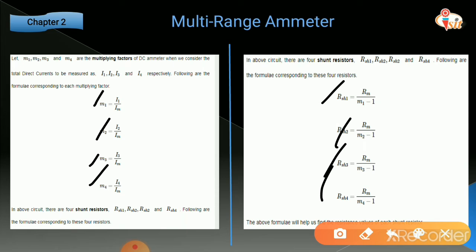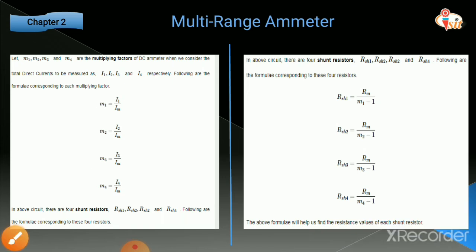Then what is the meaning of Rm? Internal resistance of your galvanometer. I hope you students are clear on this point. Now I am going to see the next topic.